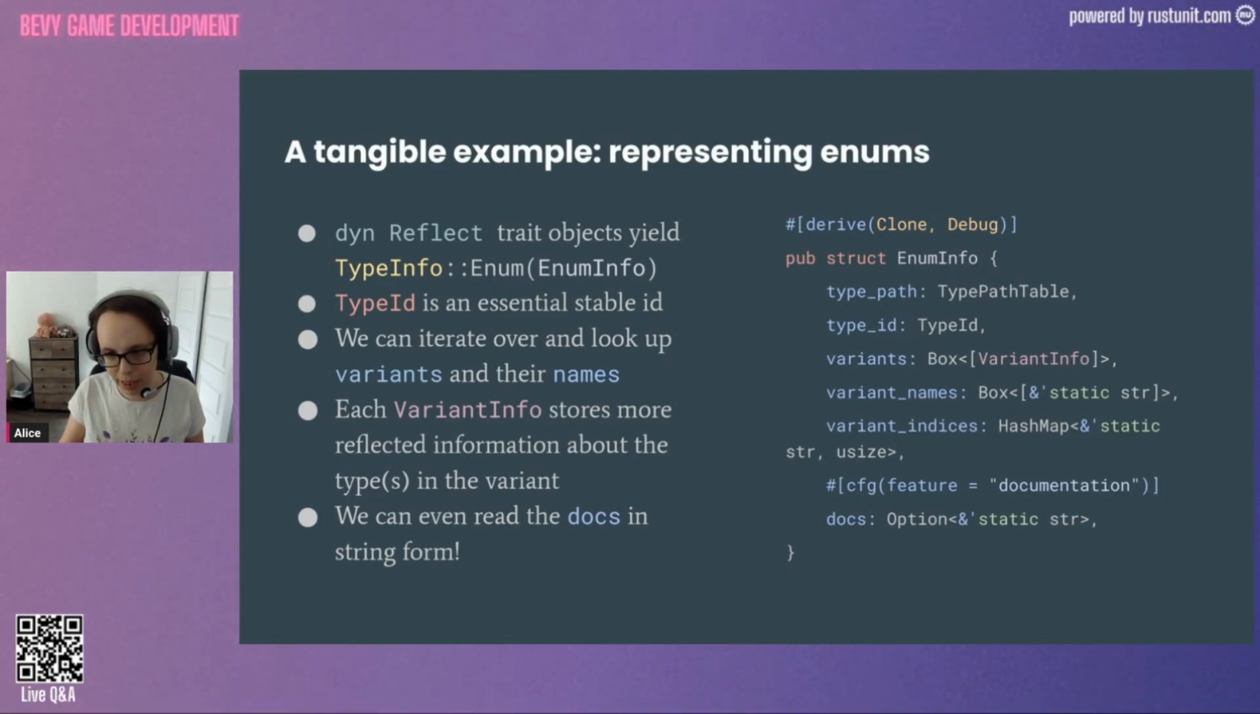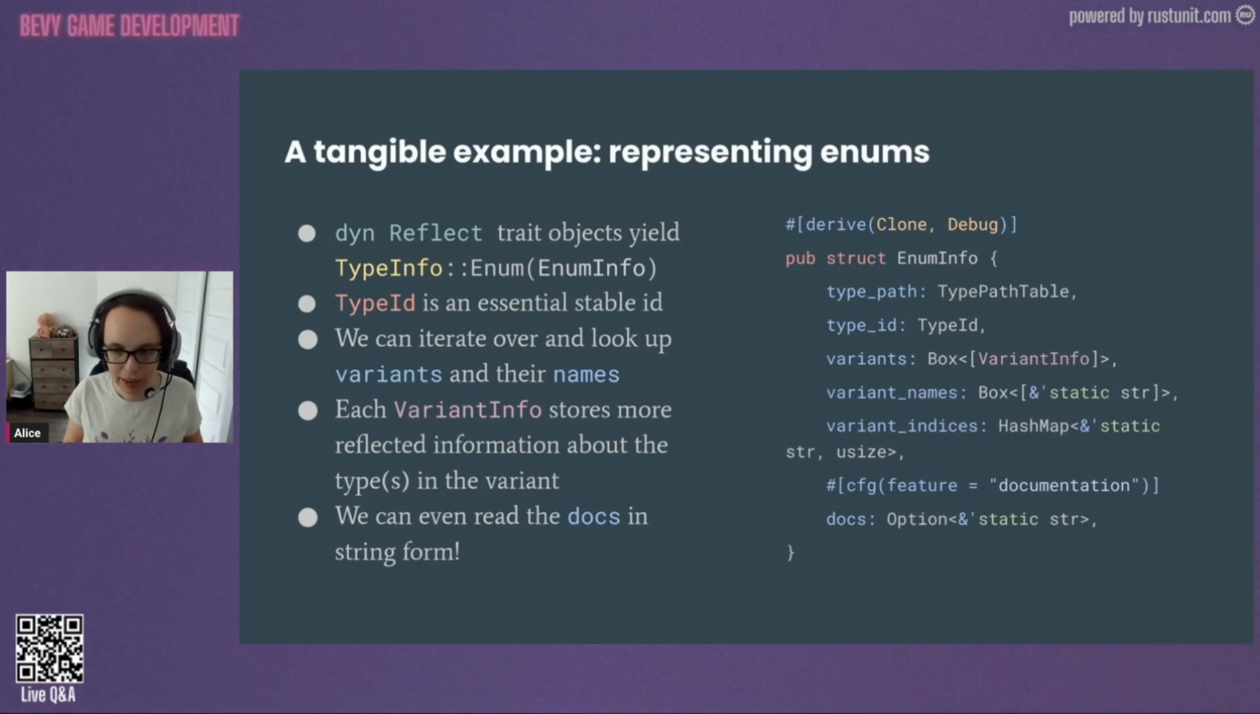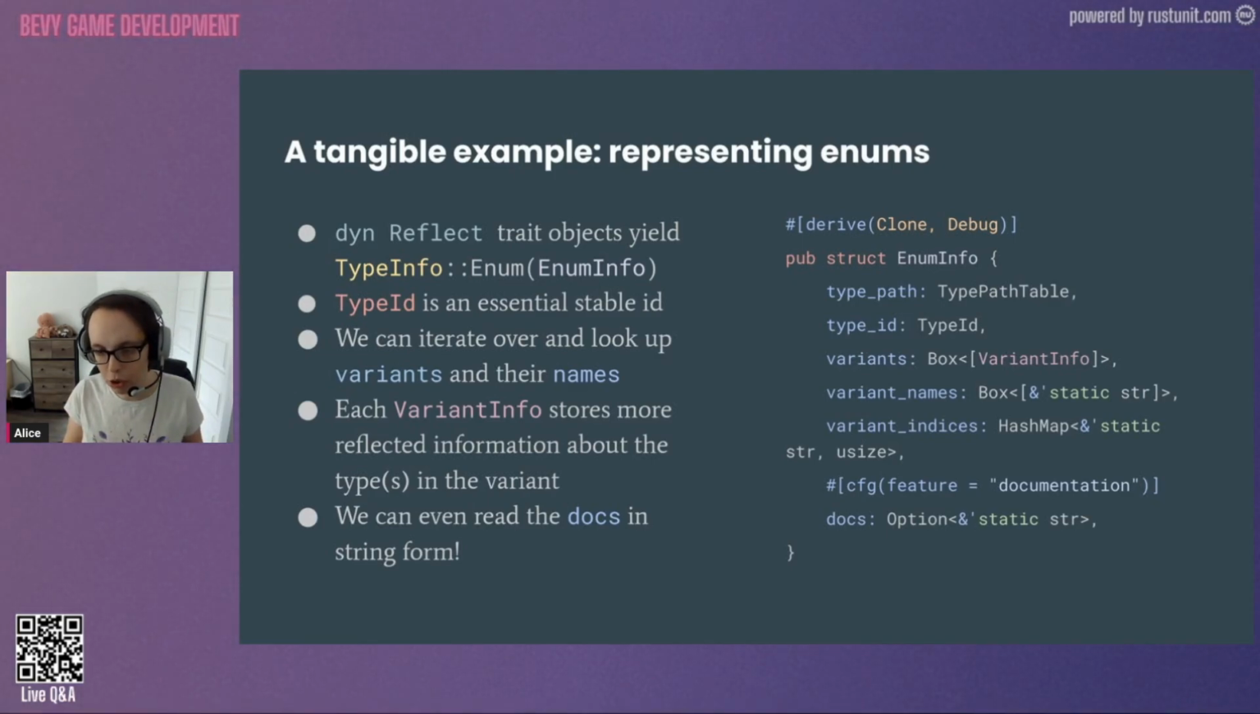Anyways, so in this, what do we see? Okay, so we see the type path. We have something called the type path table, but this fundamentally lets you look up what the type path of that type is. Then you have a type ID, which is, again, that stable identifier. You have the variants. So we have a box slice of variant info, so basically an iterator over the information of the variants.